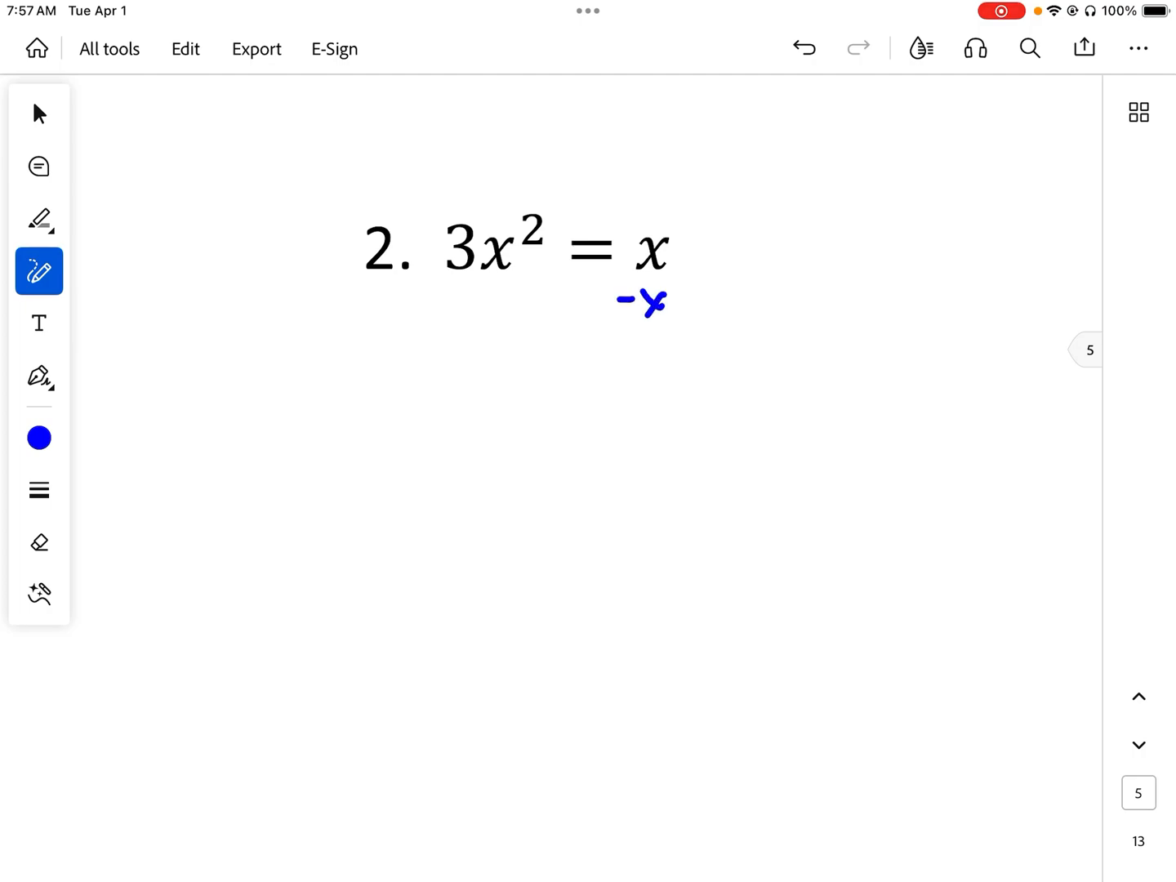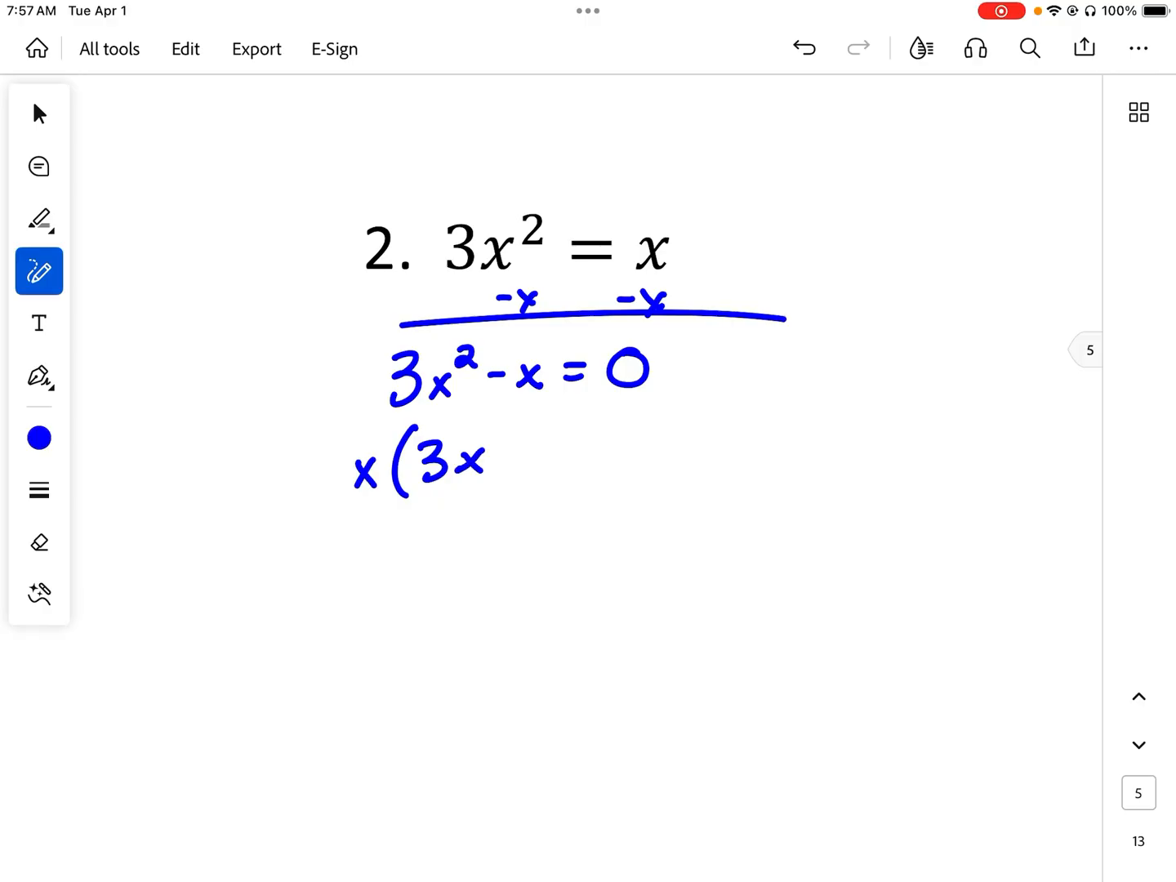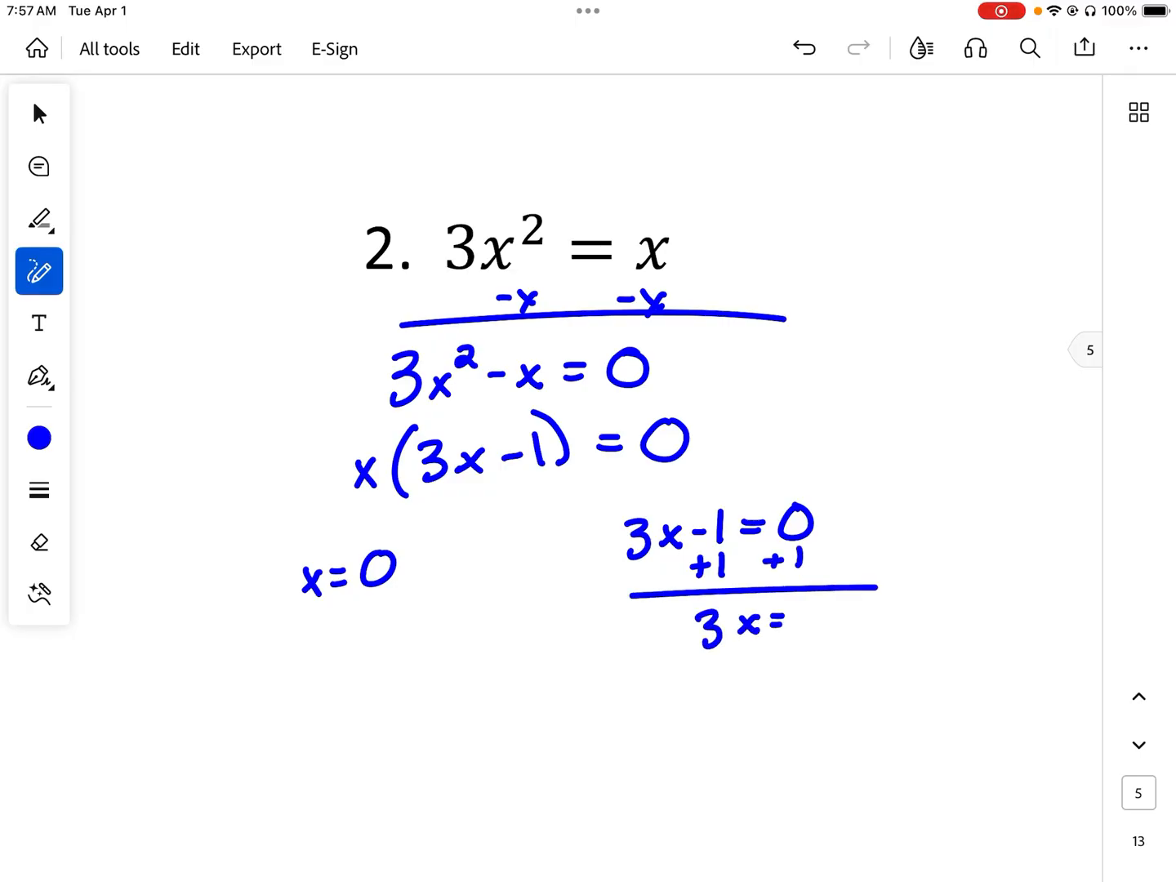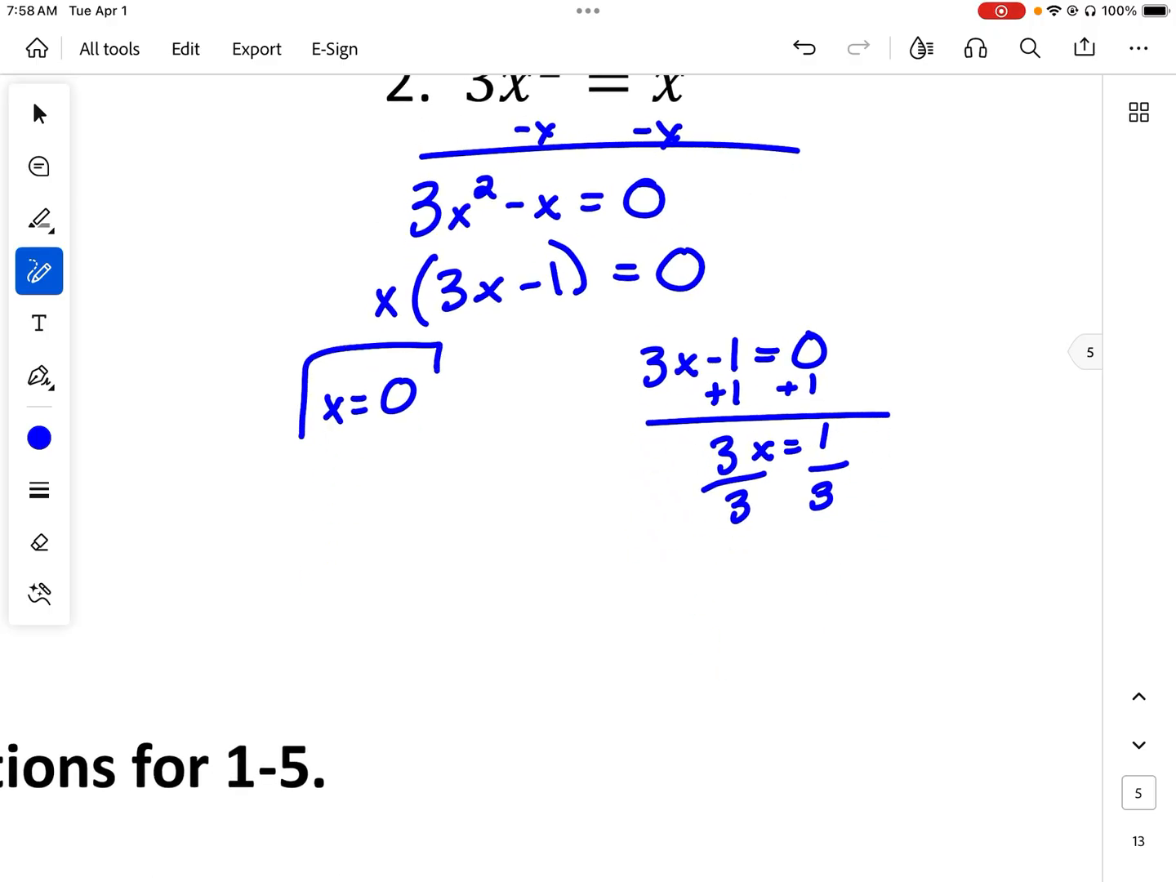Okay. This one, very similar. I'm going to move the x over. 3x squared minus x equals 0. Factor the x out. And then set them both equal to 0. And solve. So we have x equals 0 and x equals 1/3.